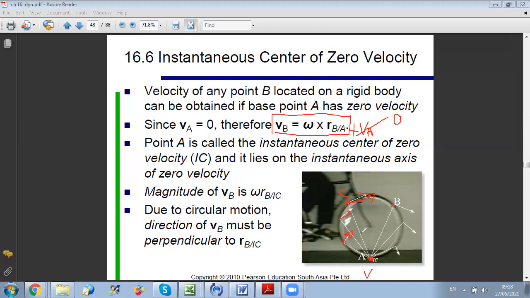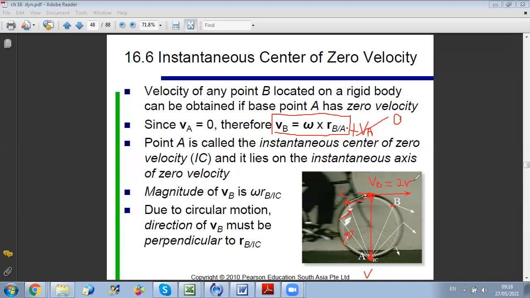For the point at the very top, the velocity is 2 omega r. Why? Because look, what is the distance of this point from A? It's the largest distance, 2 times r, equal to the diameter of the wheel. So the highest velocity is at the top point; if we call it D, VD equals 2r omega.